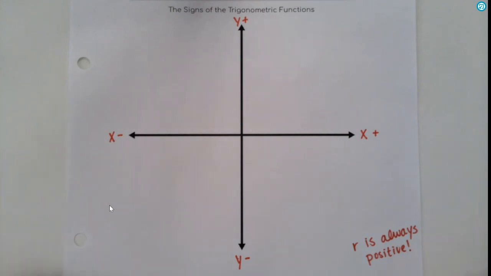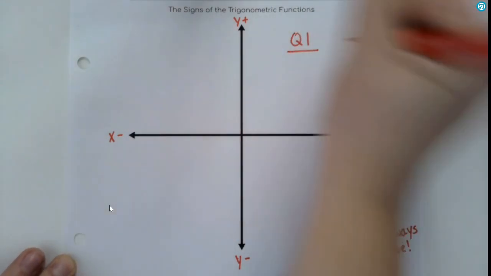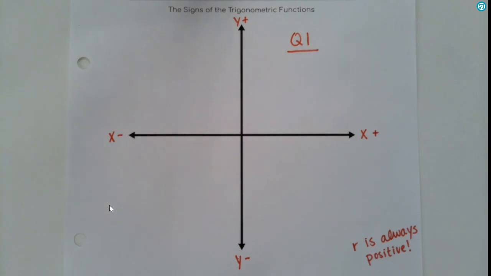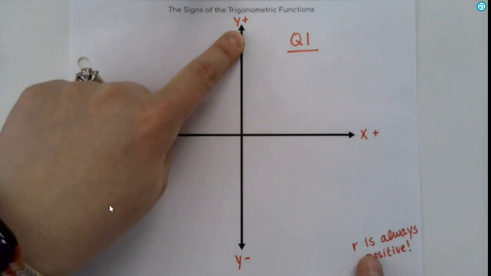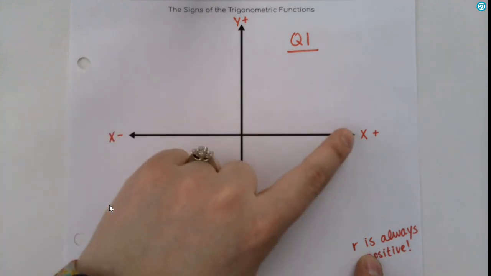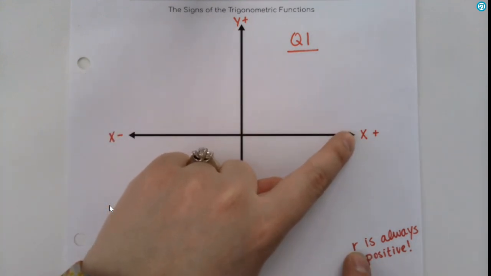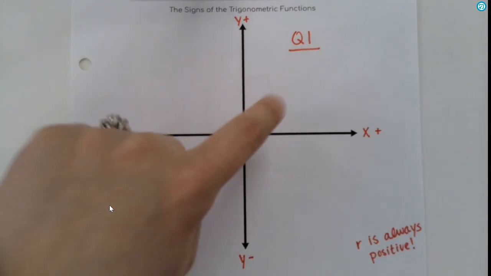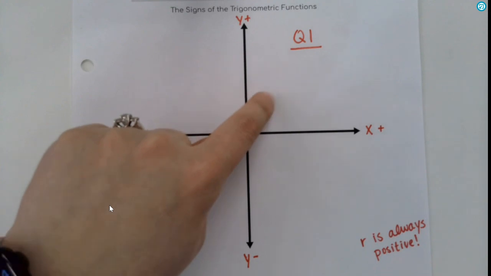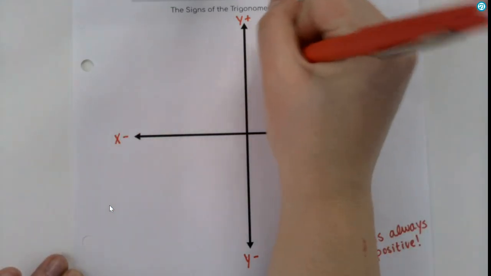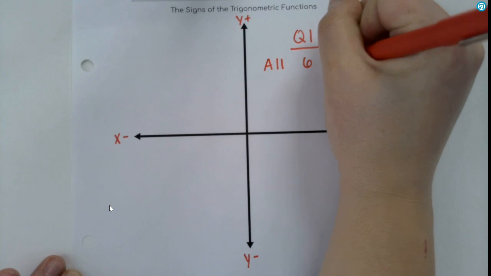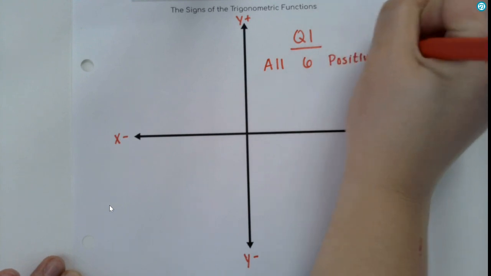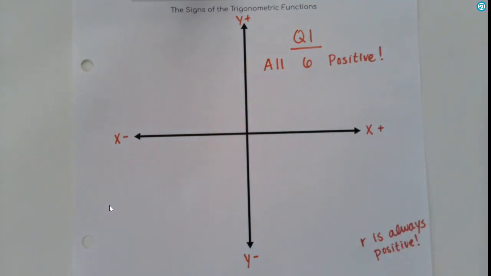So in quadrant 1, sine is y over r, so that's going to be positive over positive. Cosine is x over r, so it's going to be positive over positive. And tangent is y over x, so it's going to be positive over positive. So in quadrant 1, all 6 of your trig functions are positive because your x, your y, and your r are always positive.